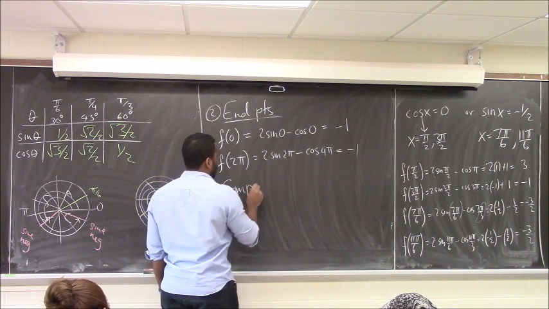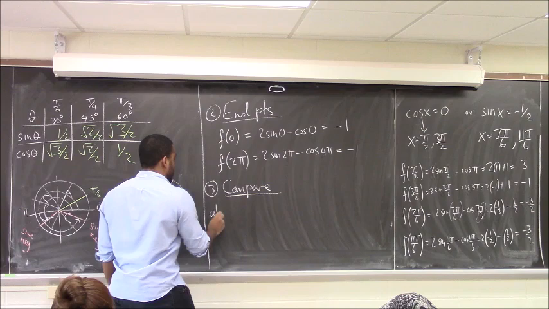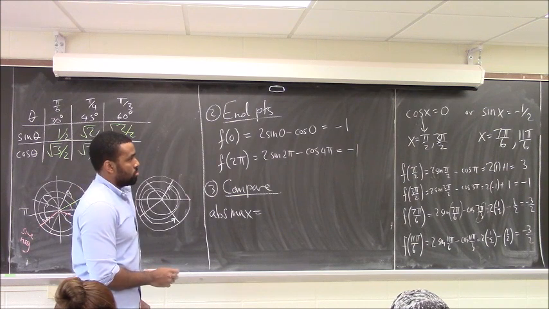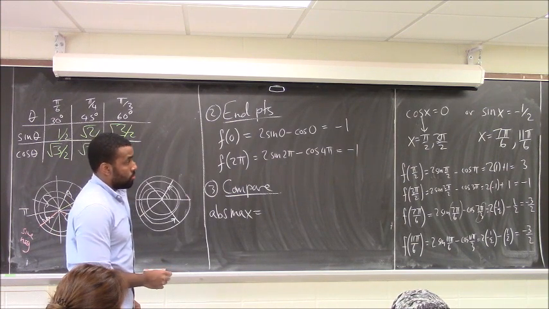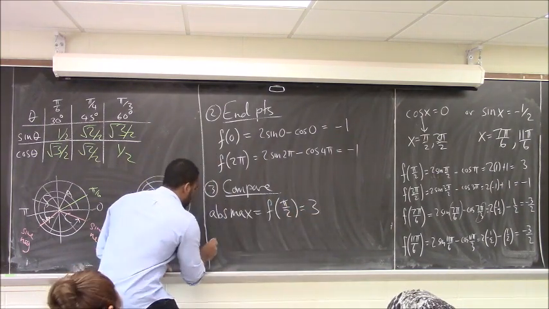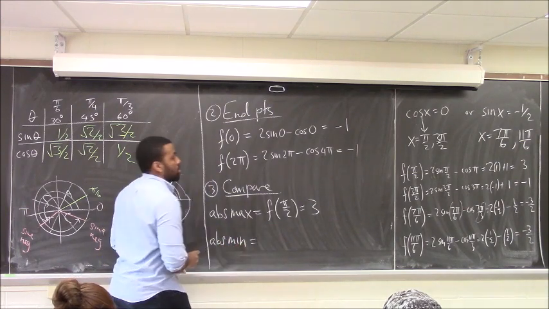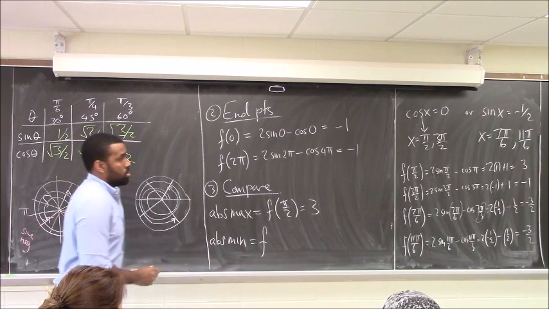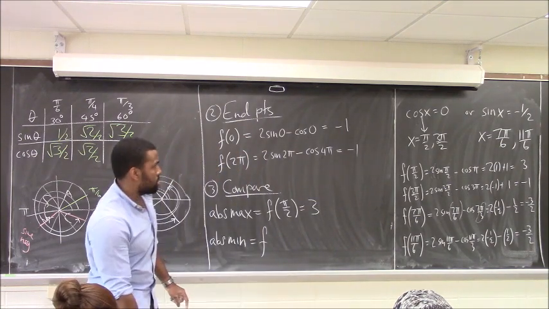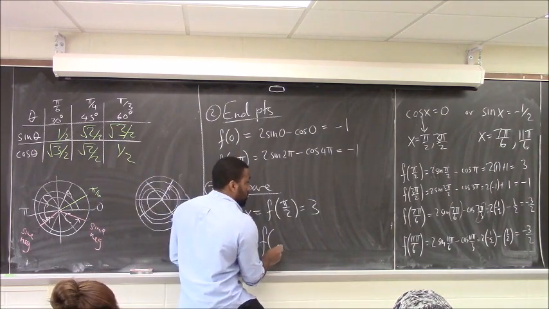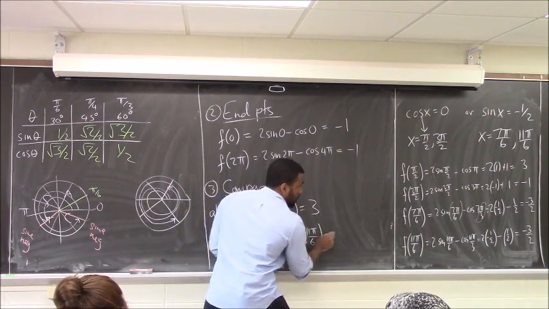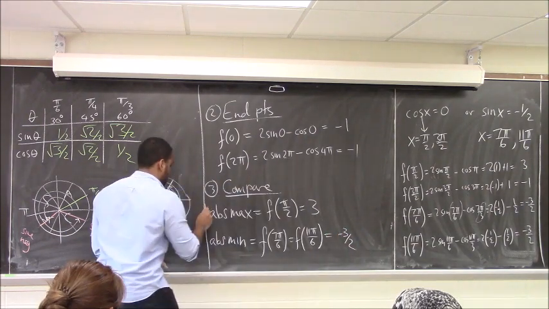Finally, compare. What's your absolute max in this case? It's at pi over 2. F of pi over 2 equals 3. What's the absolute min in this case? These two give us a minimum. Minus 1.5 is the smallest y value there, if I'm not mistaken. So it's f of 7 pi over 6 equals f of 11 pi over 6 equals minus 3 over 2. And that would be your answer here.